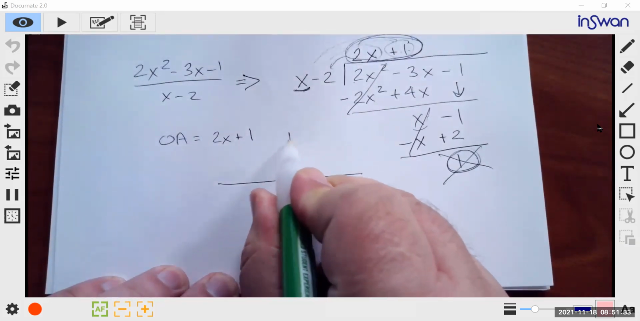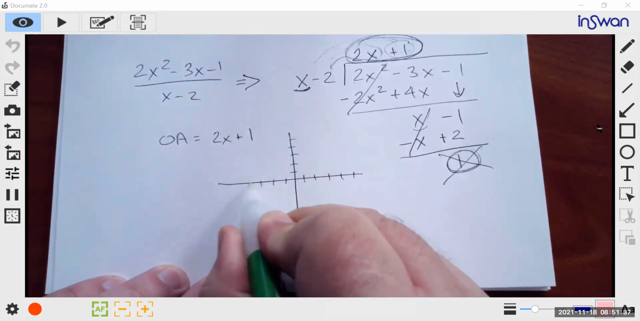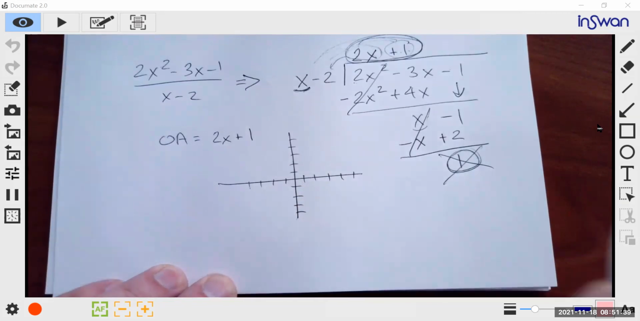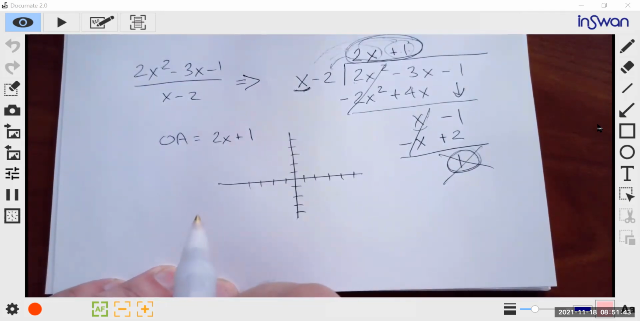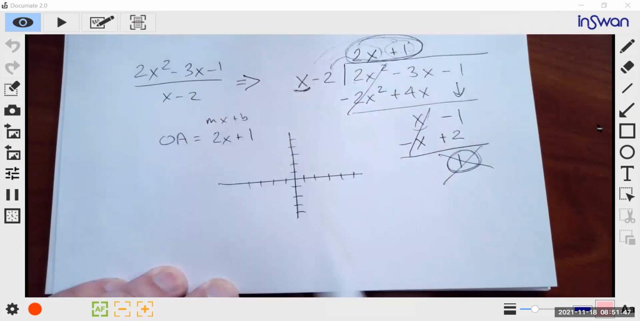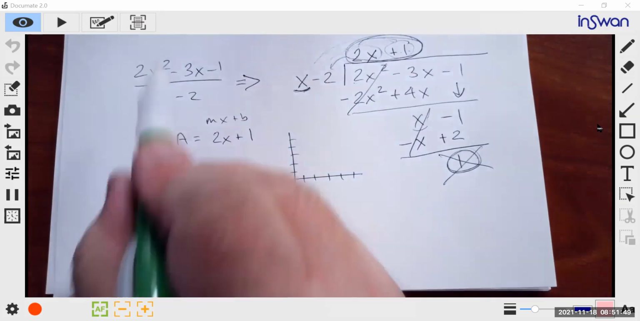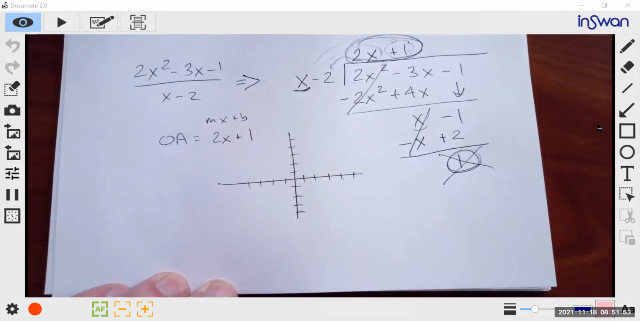Remember chapter 1? Linear equation, y equals mx plus b. You're always going to end up with a linear equation. That's the reason if you have more on top than the bottom by 1, you're always going to end up with 1x.